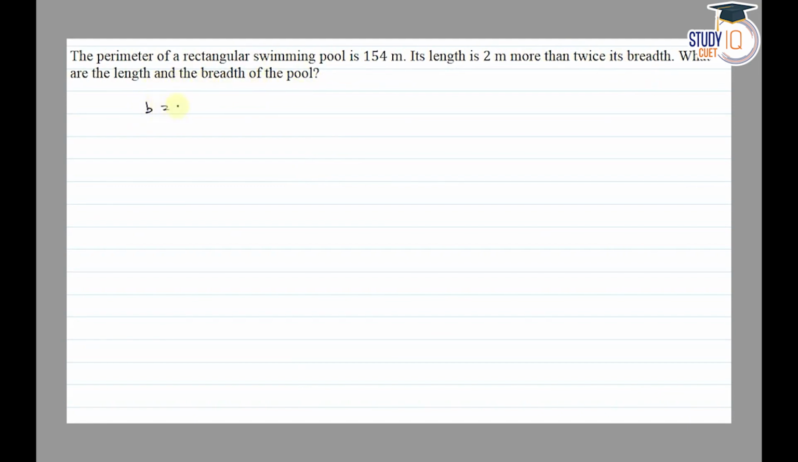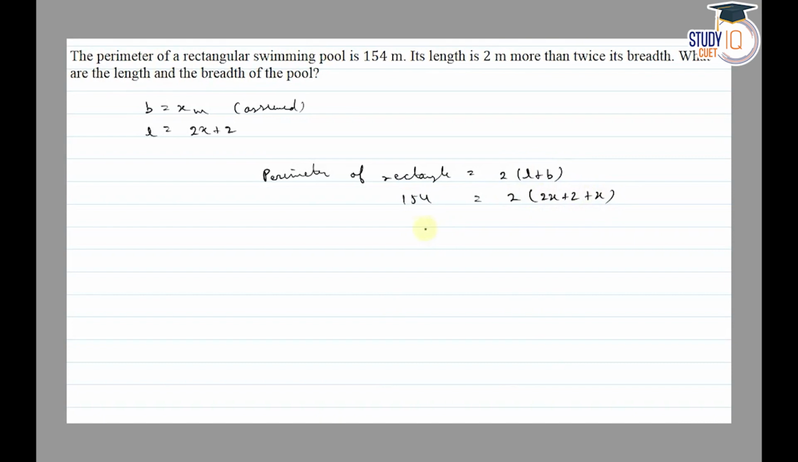So breadth हम assume कर लेंगे x meter assumed. So हमें length के लिए given है it's 2 meter more than twice its breadth. So हो जाएगा 2x plus 2. हमें यहाँ पे perimeter given है. So perimeter of rectangle ये हमें 2 into L plus B. So हो जाएगा ये हमें given है 154 is equal to 2 into length given है 2x plus 2 plus x. 154 is equal to 2 into 3x plus 2.